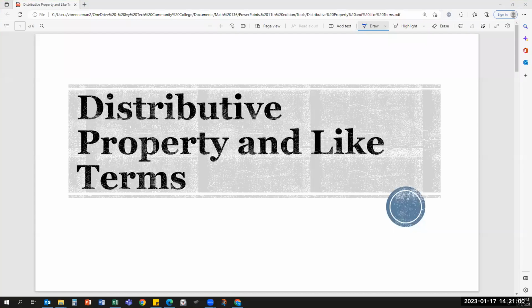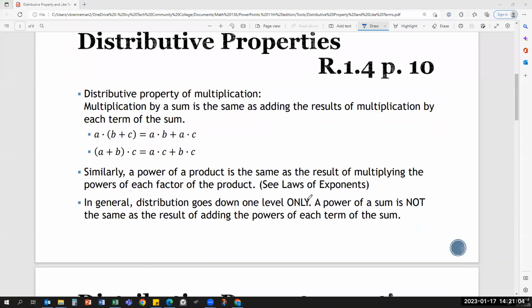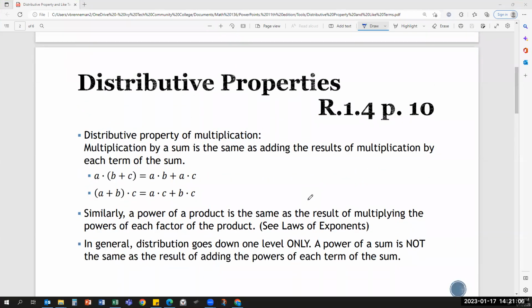Let's talk about the distributive property and like terms. So the distributive property, there's actually multiple versions of the distributive property. But the distributive property of multiplication is that multiplication times a sum is the same thing as adding the result of multiplication by each term of the sum. In algebraic notation, A times the quantity B plus C is A times B plus A times C.